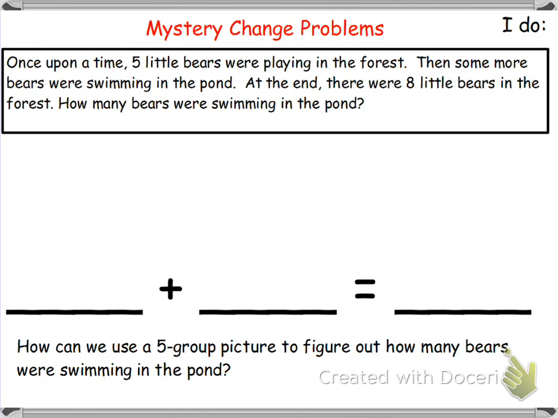Once upon a time, 5 little bears were playing in the forest. Then some more bears were swimming in the pond. At the end there were 8 little bears in the forest. How many bears were swimming in the pond?